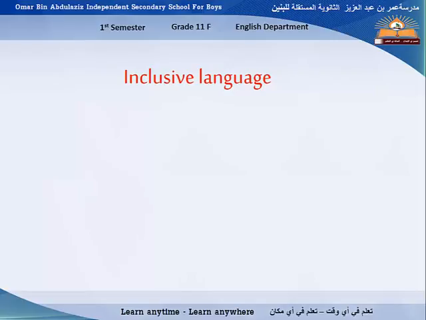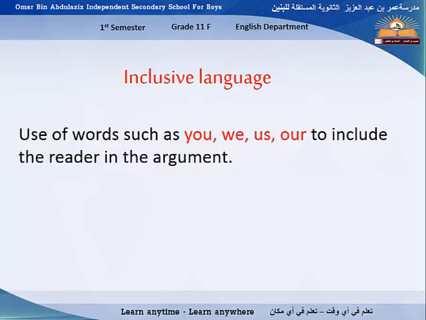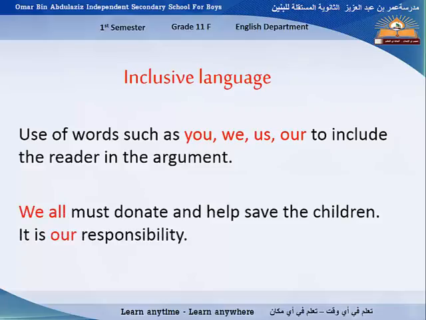And so on. Inclusive language. What does it mean? We use words such as you, we, us, our to include the reader in the argument. We all must donate and help save the children. It's our responsibility. So using these pronouns added some inclusive language to include the reader.